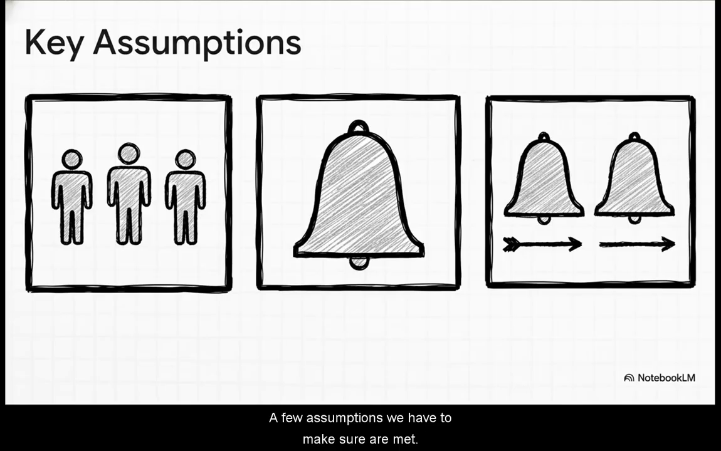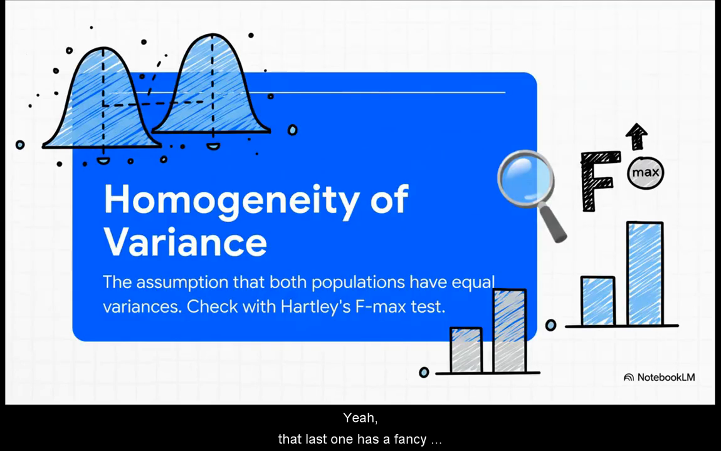But hold on. Before we start using this test on everything, there are a few, let's call them rules of the road, a few assumptions we have to make sure are met. The big ones are that your observations are all independent, your data looks kind of like a bell curve, and this one's super important, both of your groups have about the same amount of noise or variance. Yeah, that last one has a fancy name, homogeneity of variance. All it means is that we're assuming the spread of the scores is roughly the same in both groups. And we can't just guess, we actually have to check this, usually with another little test like Hartley's Fmax, to make sure our assumption holds up.